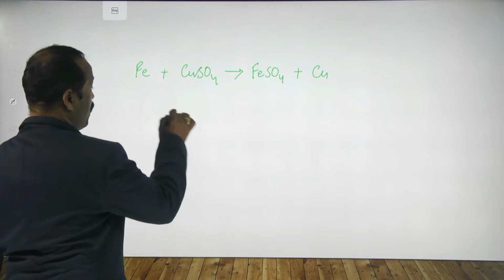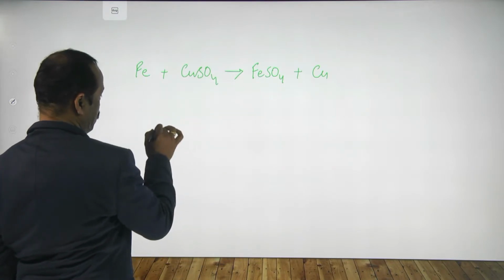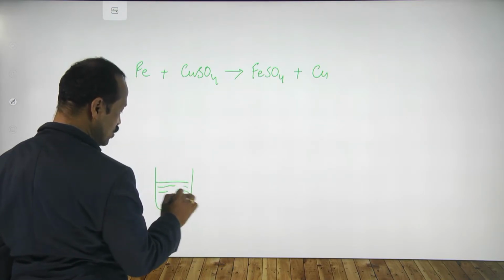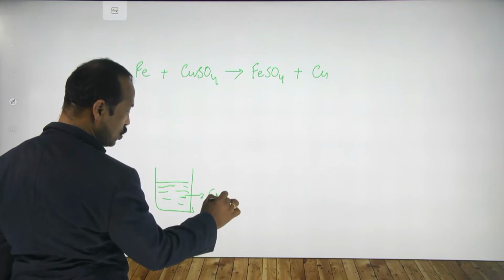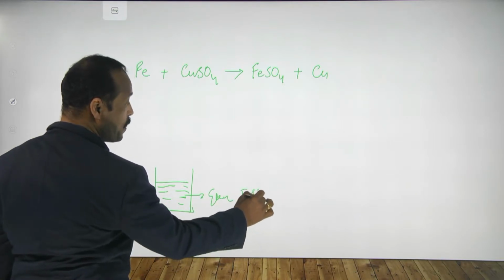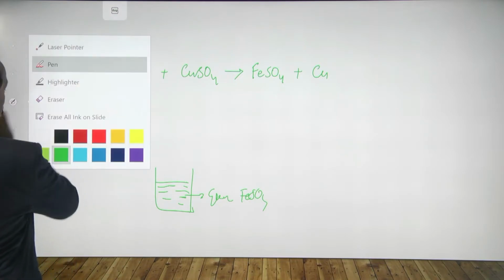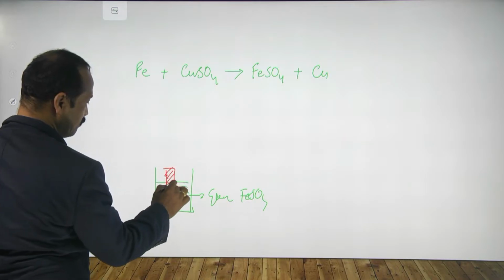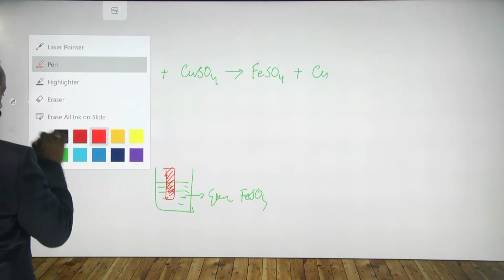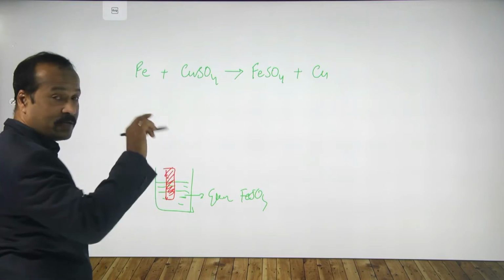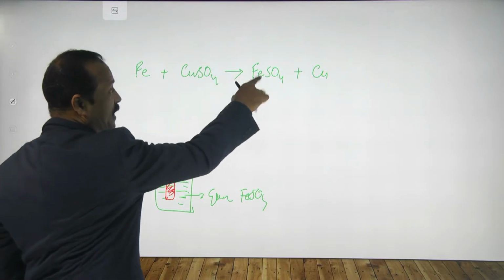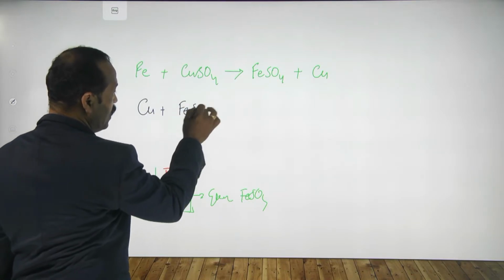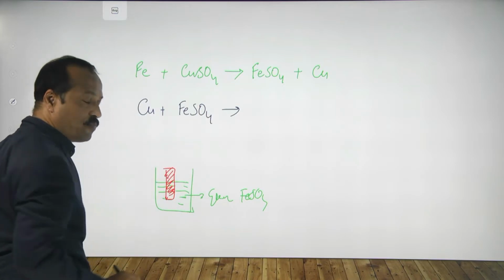Imagine, students, for example, I am taking iron sulfate solution, FeSO4, which is green in color. Now in this I am adding copper. I am taking the copper rod and putting it in. It is like a reversible reaction. Previously we kept iron in the copper sulfate and got iron sulfate and copper. Now I am taking the copper and putting it in ferrous sulfate solution.